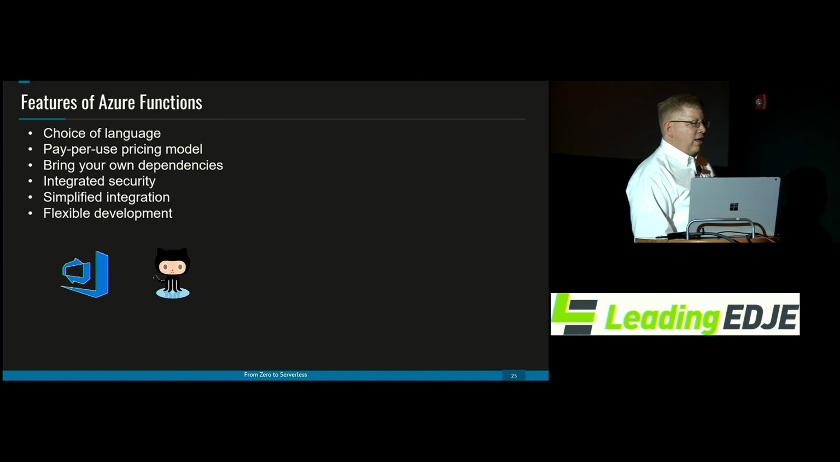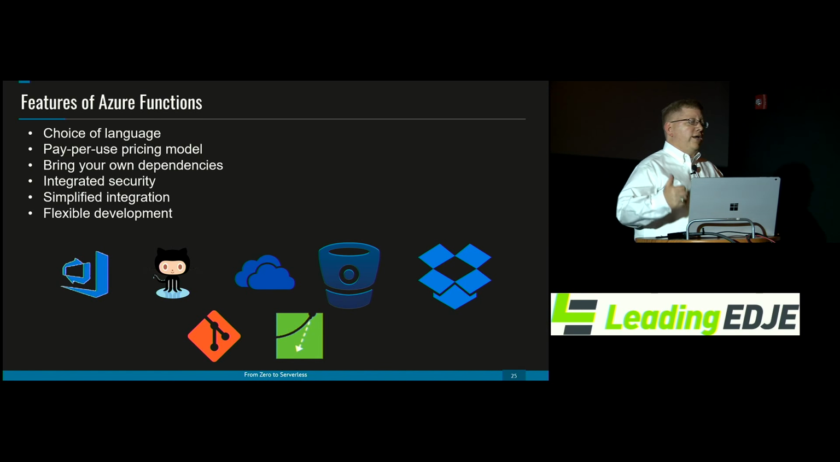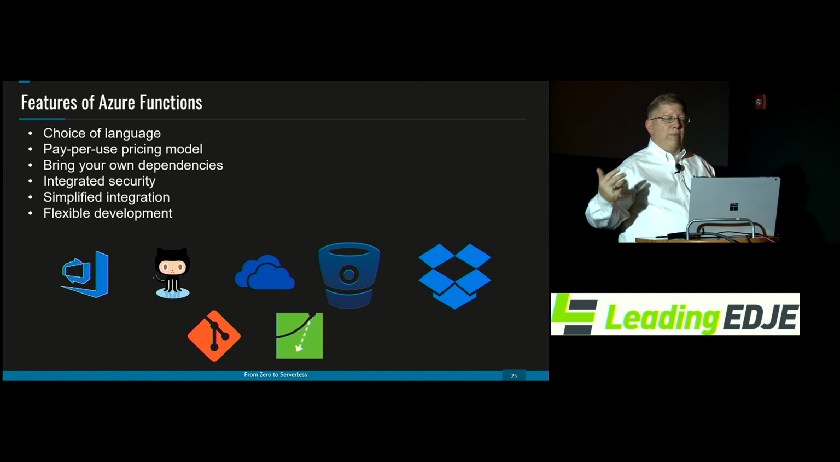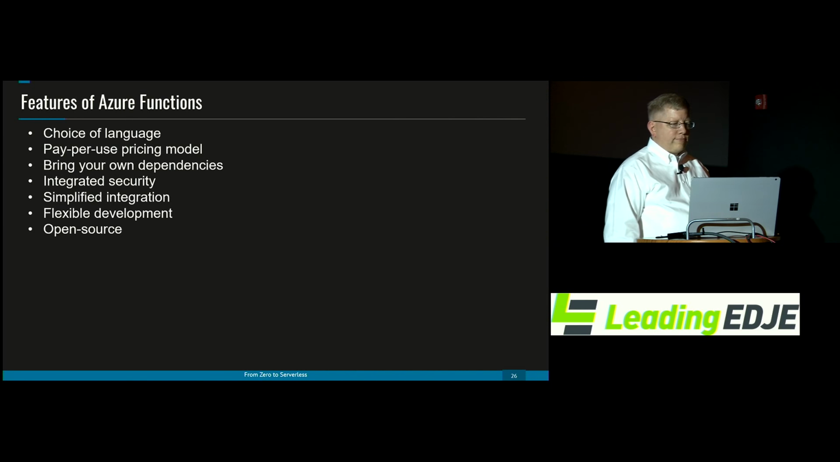Flexible development. You can develop on the portal, like we'll show in a moment, but your code can be in Visual Studio. It can be in Visual Studio version control. It can also be in GitHub. But your code can also be in different cloud sources, right? So OneDrive, Bitbucket, Dropbox, and also your local or external GitHub repositories.